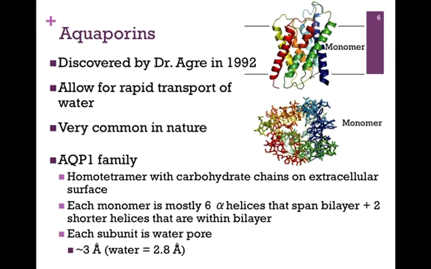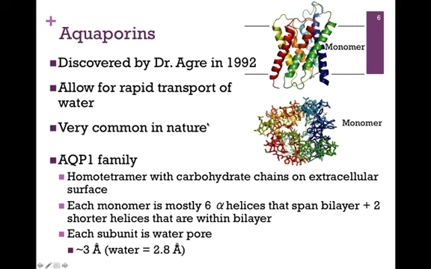We're going to look in particular at the AQP1 family, and that's illustrated in the ribbon diagram at the top of the screen here. They are homotetramers, similar to the ion channel we just looked at. They have carbohydrate chains on the extracellular surface, but we won't be looking at that in any detail. In our ribbon diagram at the top of the screen here, we have illustrated the monomer. Each monomer is mostly 6 alpha helices that span the bilayer and 2 shorter helices that are within the bilayer. So you can see the colors here of those 6 alpha helices: yellow, red, orange, light blue, dark blue, and green. And here are the 2 shorter helices in red and green.